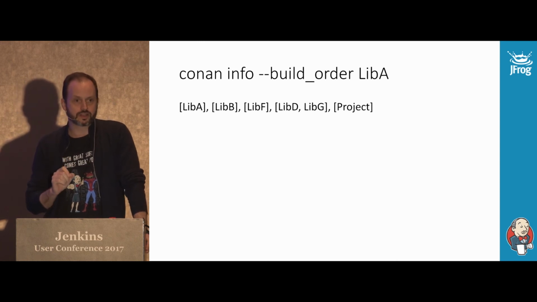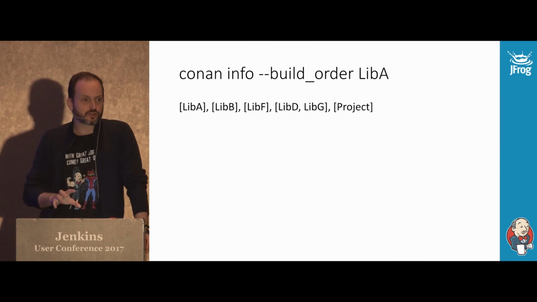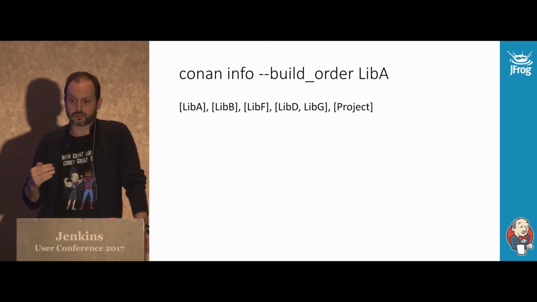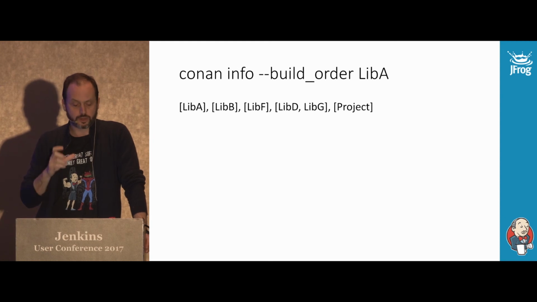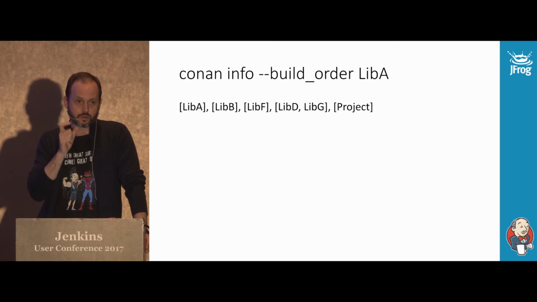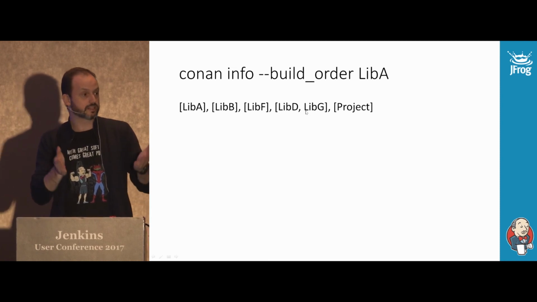So at the core of what I'm going to show you right now is this command. There is a command called conan info build order, where you provide the project and say, I'm changing the A package, the library A package, what is the sequence of builds that you have to do to rebuild the project? It will output a list of lists of what you have to do. So in this case, it's going to tell you that D and G packages can be built in parallel because they are in the same list.